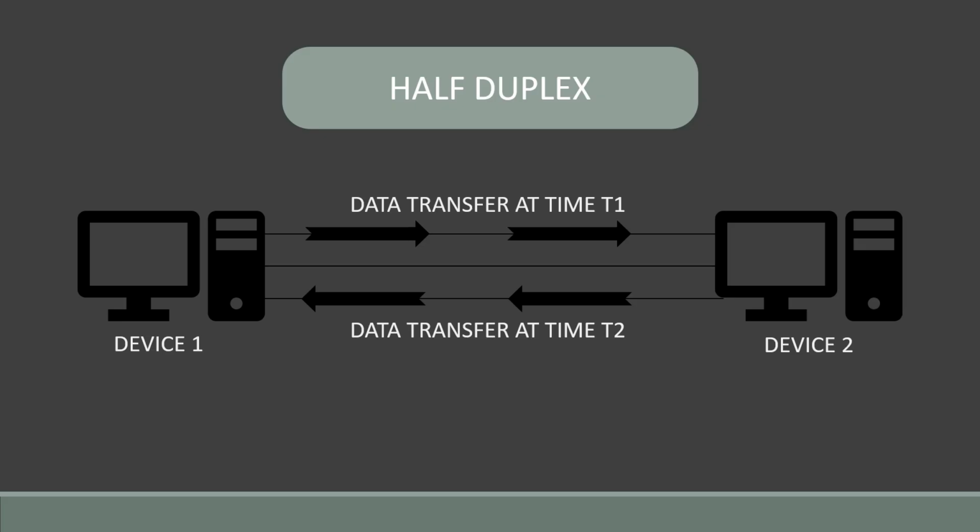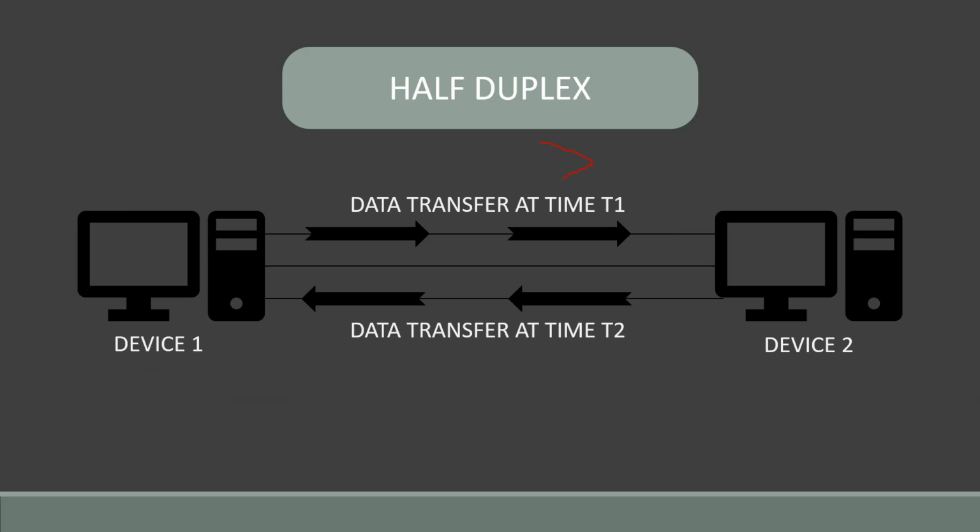Here you can see that when device 1 sends data at time 1, device 2 stays stationary and does not send any kind of data. When the data transfer gets completed, then only device 2 will send any kind of data, which can be an acknowledgement or other data. It can be anything.